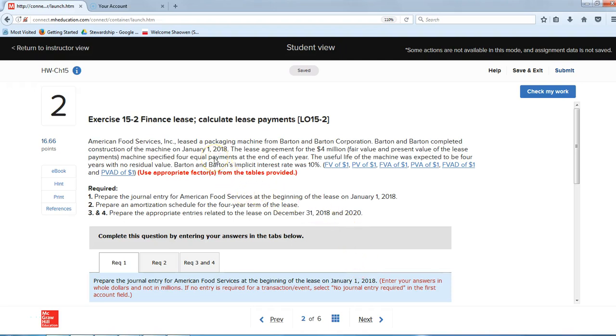American Food Services leased a packaging machine from Barton & Barton Corporation. Barton & Barton completed construction of the machine on January 1, 2018. The lease agreement for the machine specified 4 equal payments at the end of each year, with $4 million being the present value of the lease payments. The useful life of the machine was expected to be 4 years with no residual value.